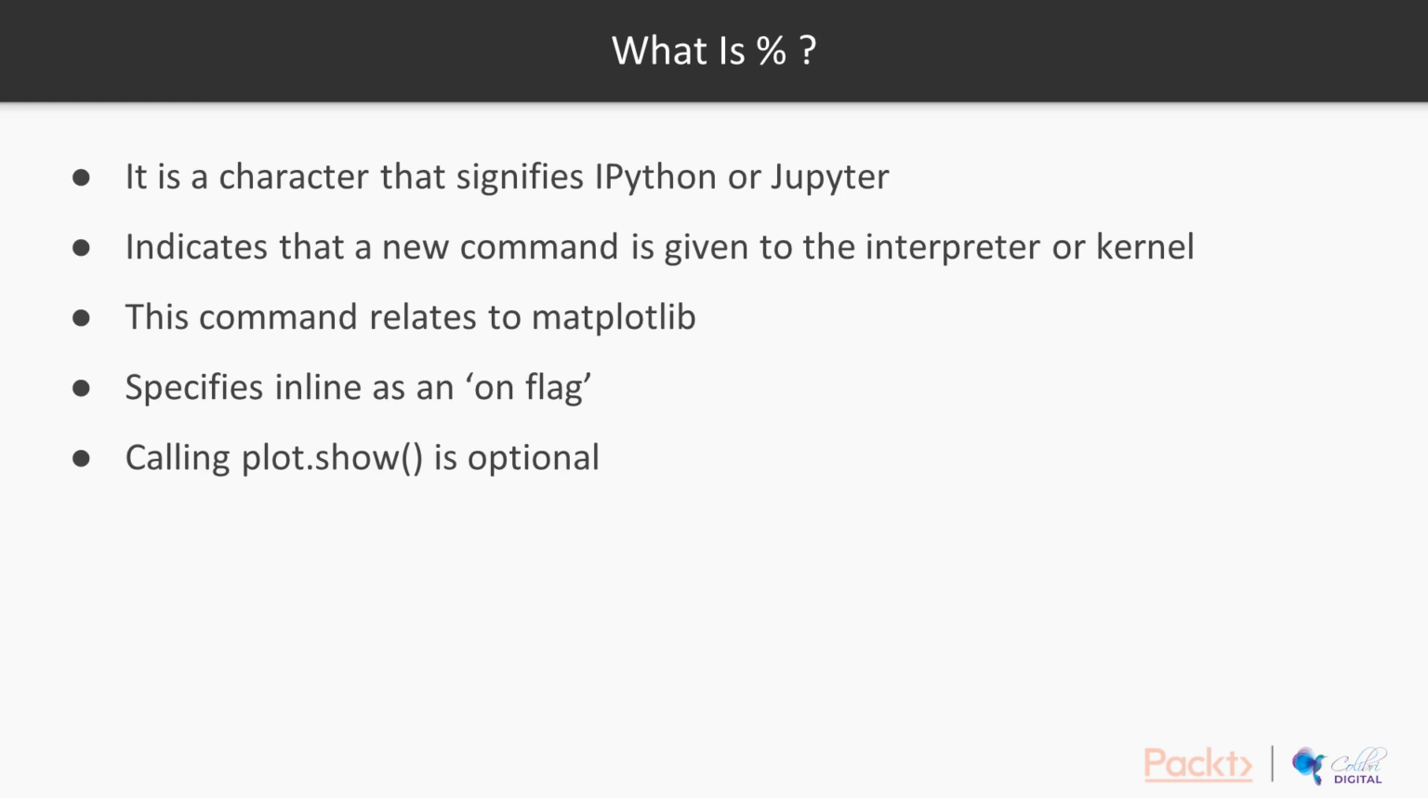A percent is a character that signifies to IPython or Jupyter that we're giving the interpreter or the kernel a new command. And this command relates to the package matplotlib, and specifying inline as an on flag means that when we import the matplotlib later, it will start plotting the moment we call plots, and calling plot.show is optional.